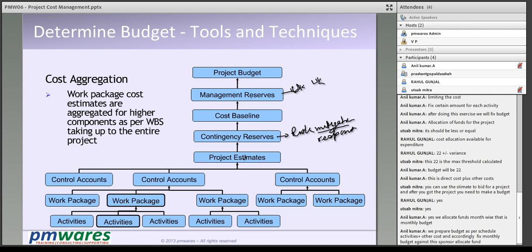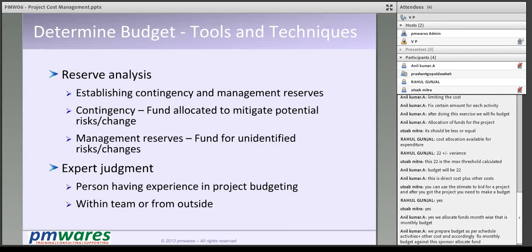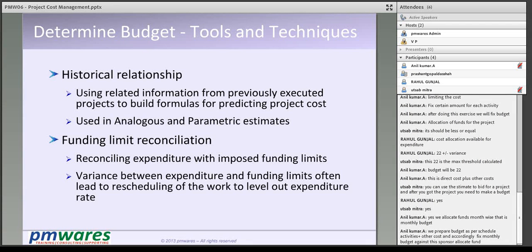Now that will get allocated to each activity based on how they are scheduled on the project. And then we come out with the monthly budget, that how much every month we are going to spend, or month on month, or week on week we are going to spend. Based on that, we do funding limit reconciliation. Basically, we forecast how much money we need at what time, and then we keep reconciling it.